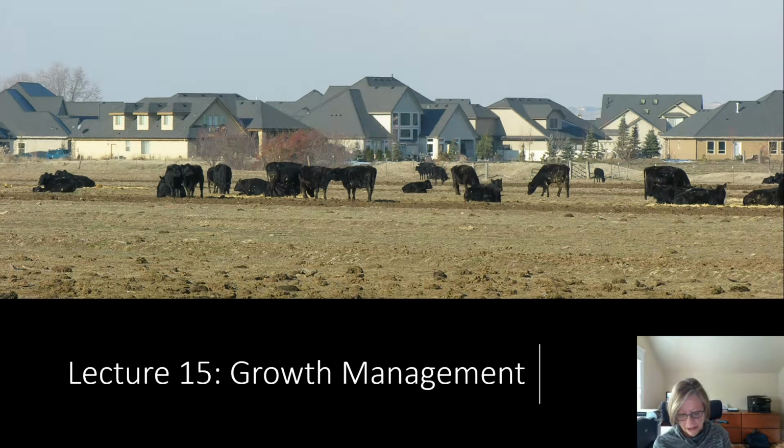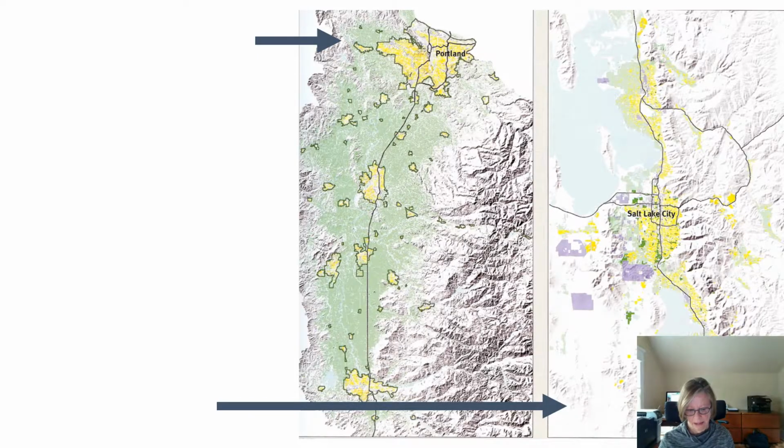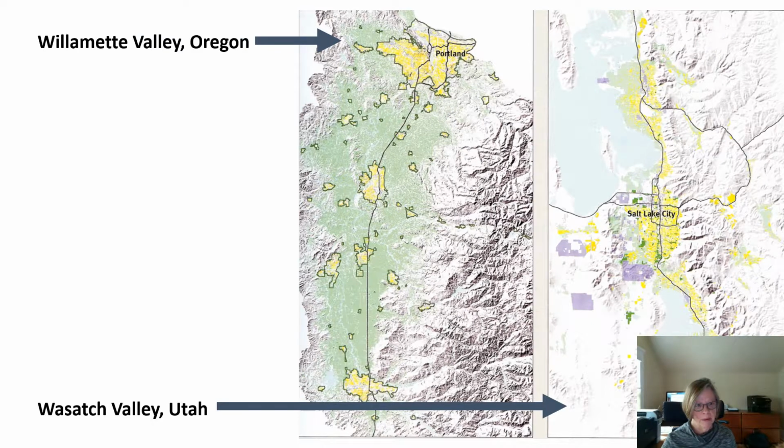Hi everyone. This lecture is intended to introduce you to the topic of growth management and how it can be integrated with comprehensive plan. Here's a map of two similar regions, the Willamette Valley in Oregon and the Wasatch Valley in Utah. These two areas have many similarities.